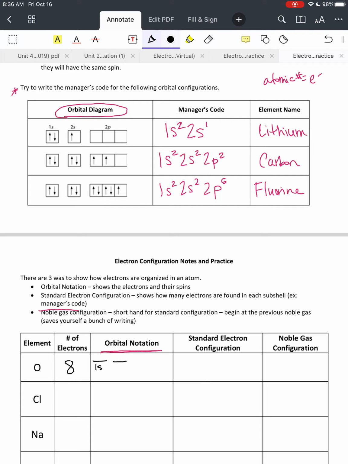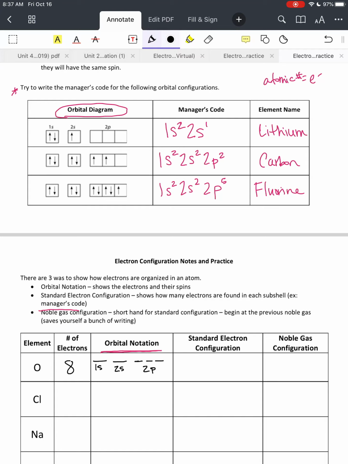Then they can move to the second floor, which was the 2s room. Okay, and then we have the 2p room. Remember, 2p has 3 bunk beds. So I don't write the box because it just gets to be too cumbersome. I always just write a line. So remember, the line is showing how many bunk beds you have, or how many orbitals, and the letter on the bottom is telling you the room.